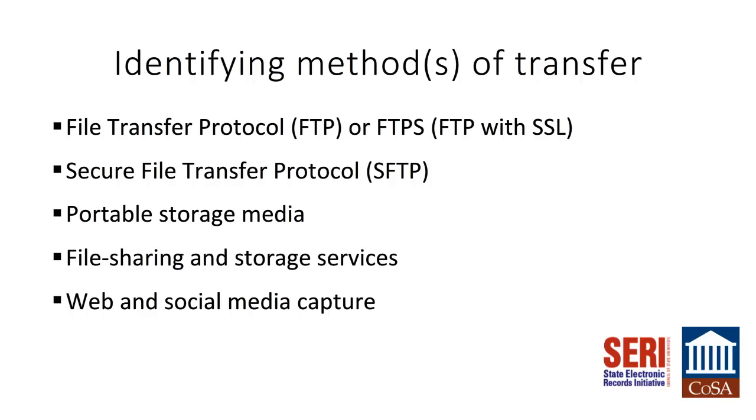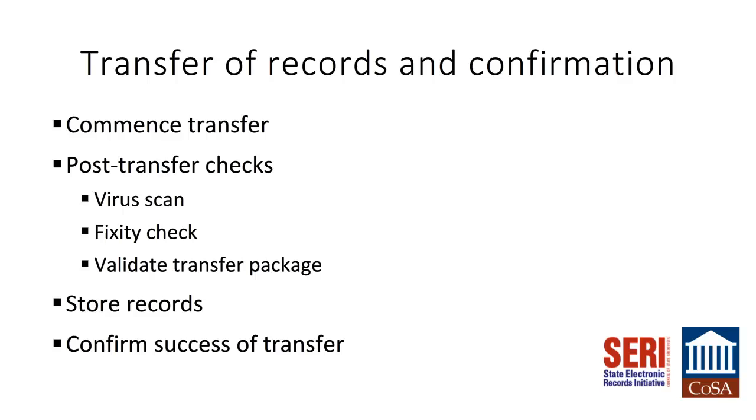It's best practice to make exact derivatives of the transfer contents rather than move original records during transfer. This will lessen the risk of unintentional modification or deletion of records. The method of transfer may depend on technical capabilities and the amount and type of files being transferred. Finally, the records will be transferred.